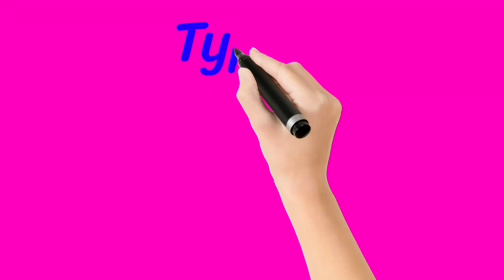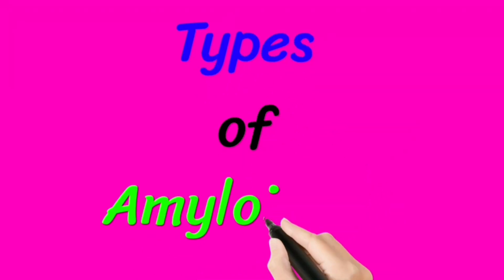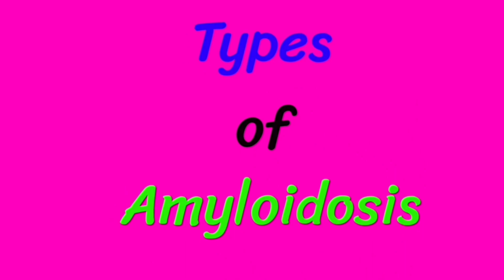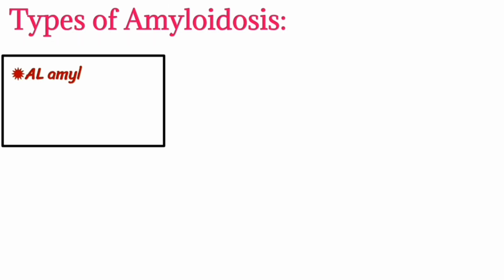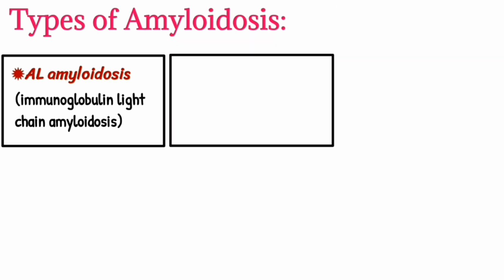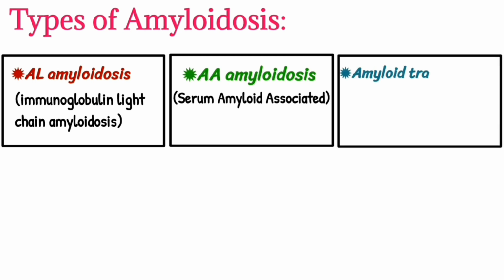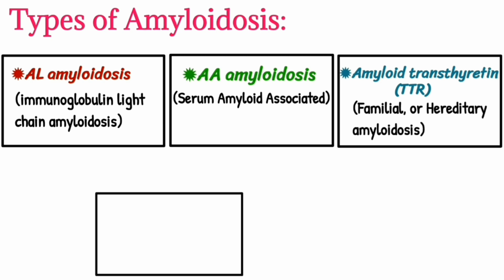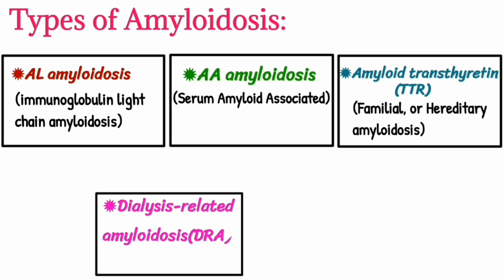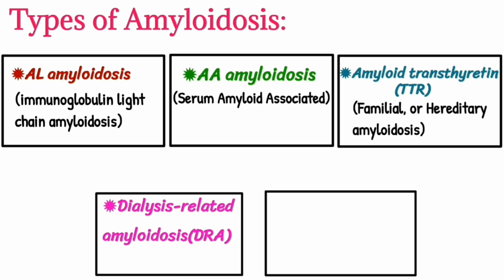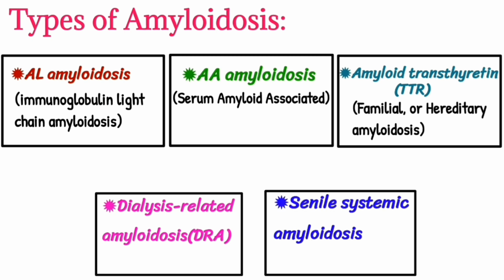Now we'll discuss types of amyloidosis. The first one is AL amyloidosis, immunoglobulin light chain amyloidosis; AA amyloidosis, which is serum amyloid associated amyloidosis; amyloid transthyretin, which is familial or hereditary amyloidosis; dialysis related amyloidosis. The last one is senile systemic amyloidosis.